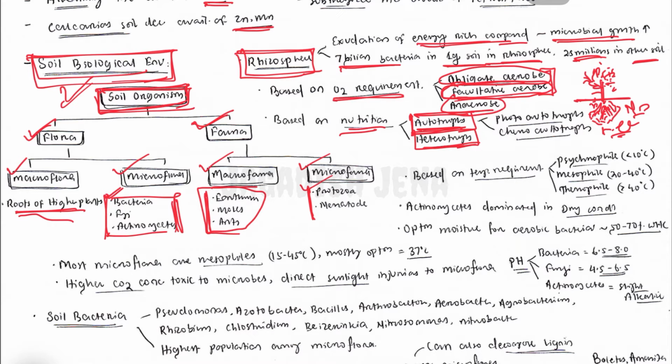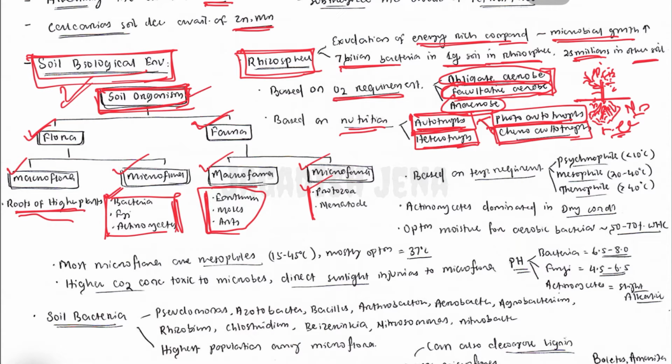Okay. Autotrophs can also be of two types. One is photoautotrophs, the microbes who can use sunlight or solar radiation to synthesize their own food. They are called photoautotrophs. Chemoautotrophs means they can use energy from the chemicals or from the minerals that are present in the soil. That is chemoautotrophs. So this is how microbes are being classified.